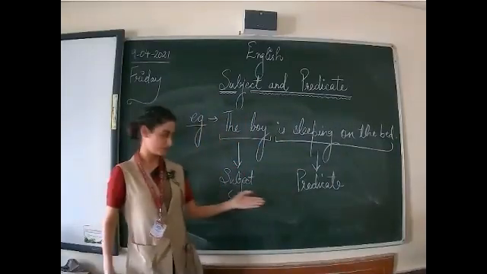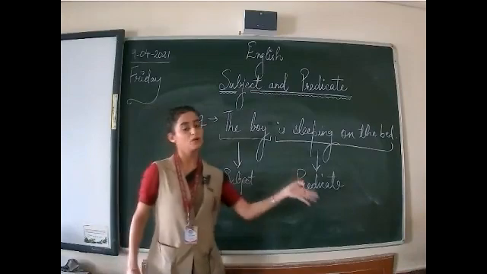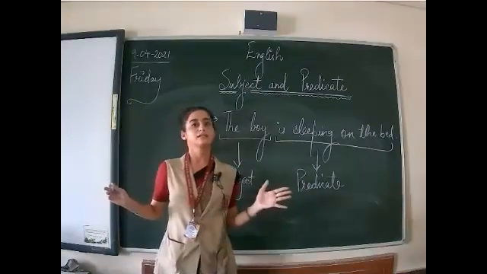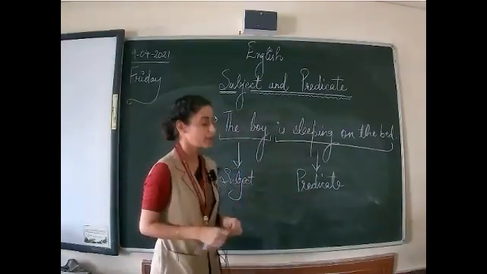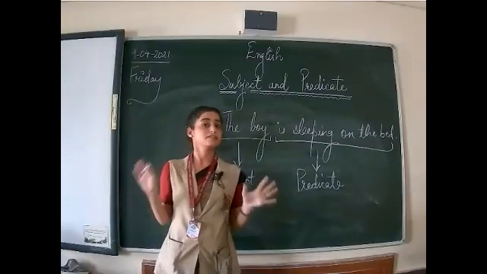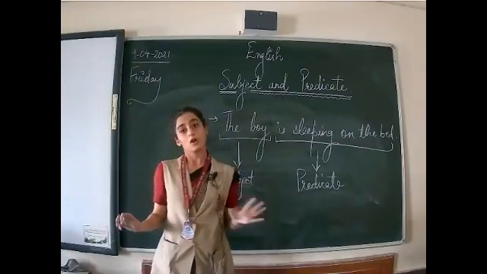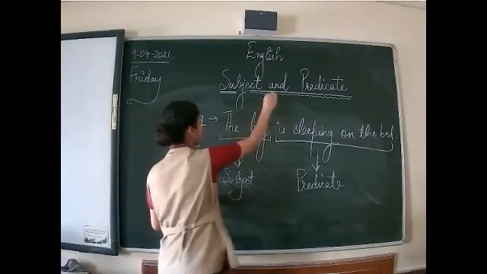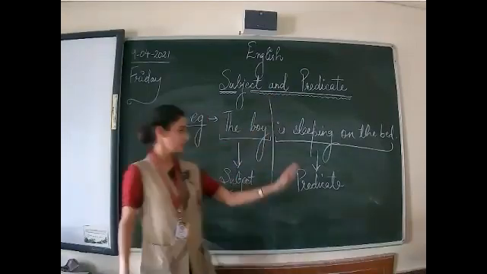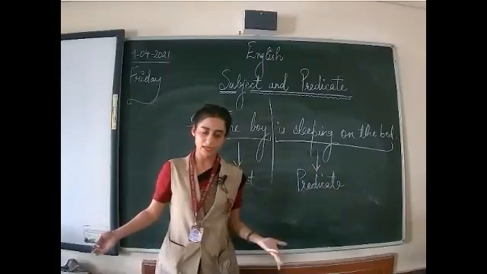This is your predicate, and this is your subject. So this is how we can divide a sentence into two parts. Every complete sentence is divided into two parts, children. Always remember. So here is the division. This is your subject and this is your predicate.